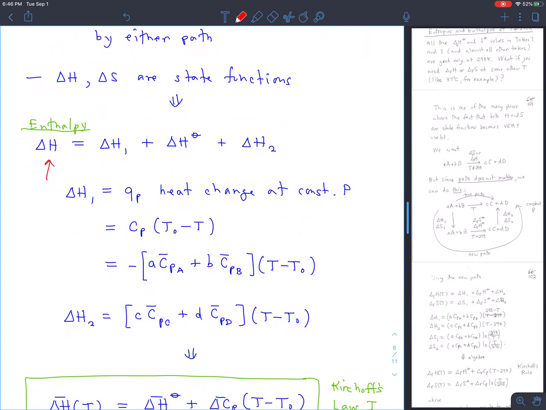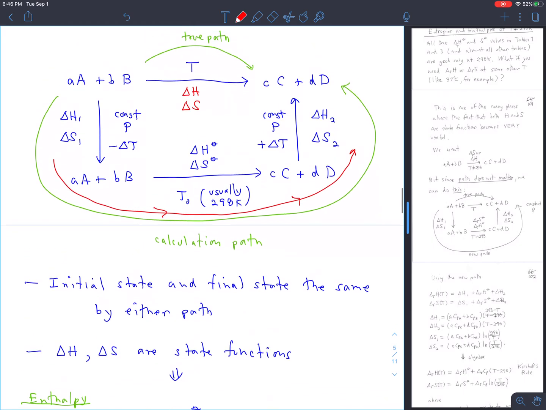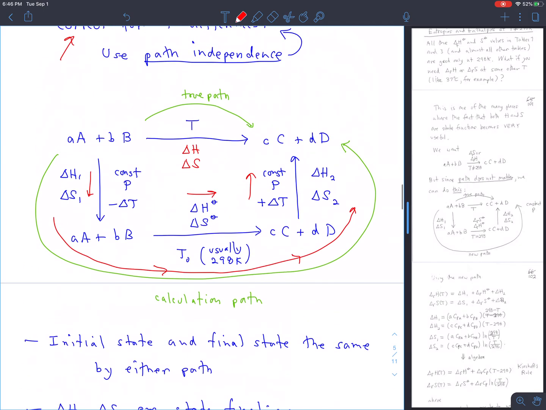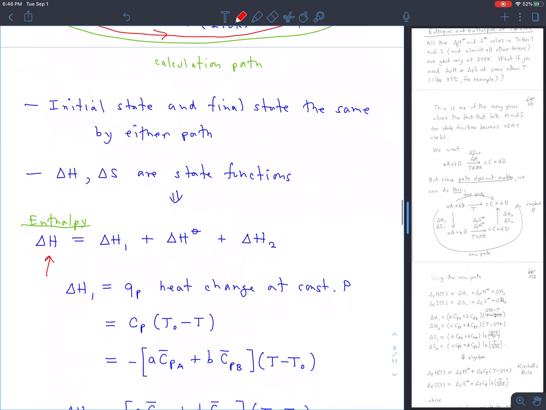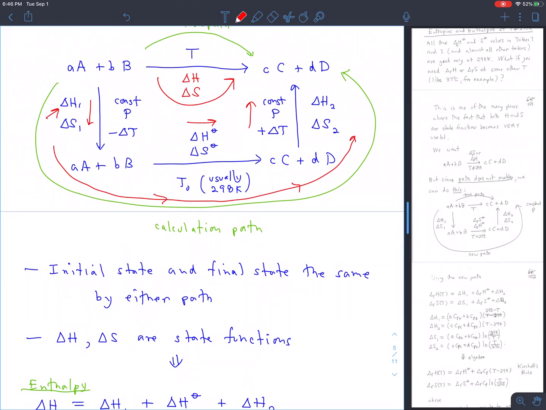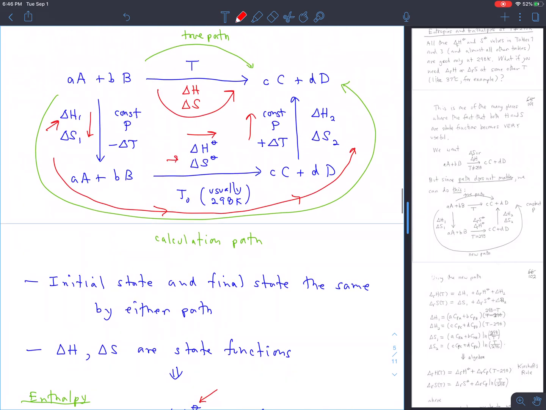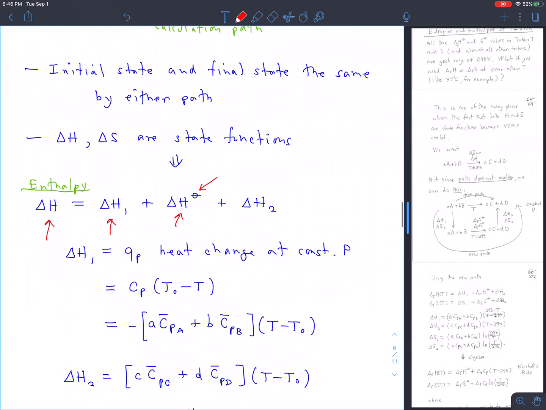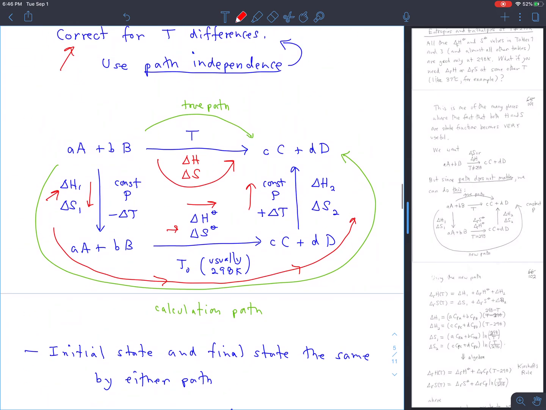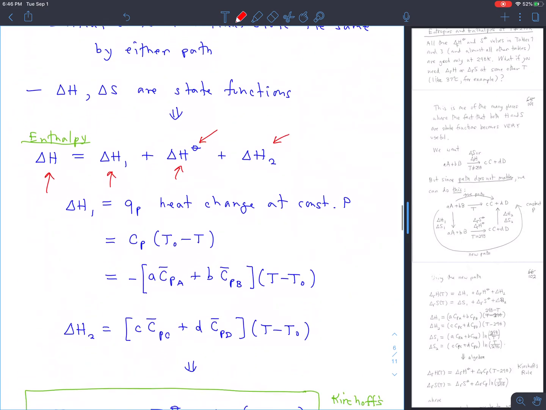The delta H for going by our calculation path here will be the delta H for this step plus the delta H for that step plus the delta H for that step, and that will be the same as the delta H for the true path. So delta H sub 1 here is this step. Delta H, with a little symbol here that means standard state, is the delta H for the table, and then delta H sub 2 is the delta H for the return to the correct temperature.